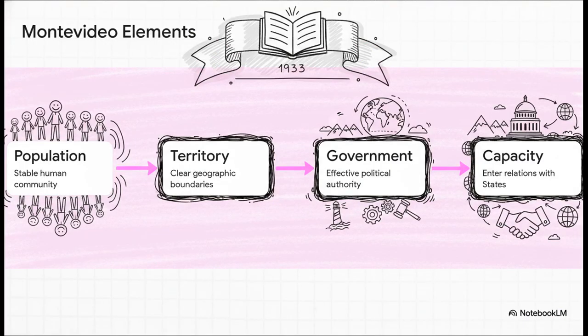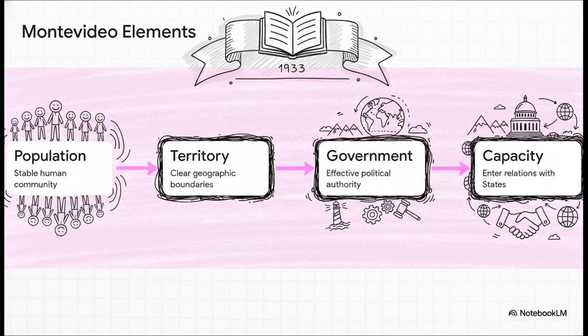For exam purposes, you absolutely have to cite the 1933 Montevideo Convention. It's the gold standard for proving statehood. Under Article 1, an entity isn't a state unless it has a stable, permanent population, a defined territory with clear geographic boundaries, an effective government capable of maintaining internal order, and the capacity to enter into relations with other states.